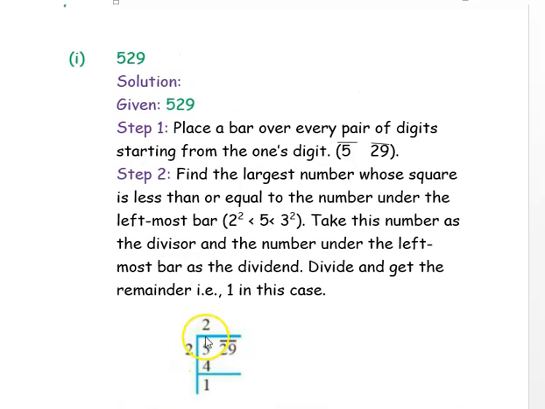The next step, I have to consider the leftmost digit, that is 5. I want to find the number whose square is less than or equal to this number. If I go with 1 square, it will be 1. Now I am going with 2 square, it's 4, which is less than 5. If I go for the next number, 3 square, it will be 9, which is greater than 5, so I cannot take 3. So I am writing 2 and 2, and this 2 is the divisor. Now I am writing 2 into 2, that is 4, and subtracting. So the remainder is 1.